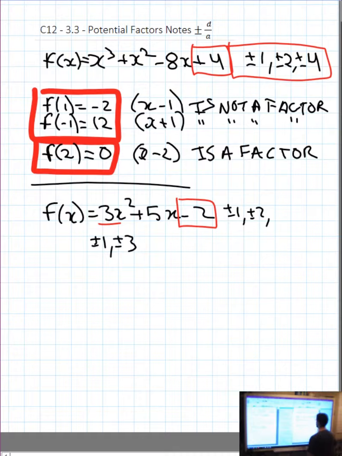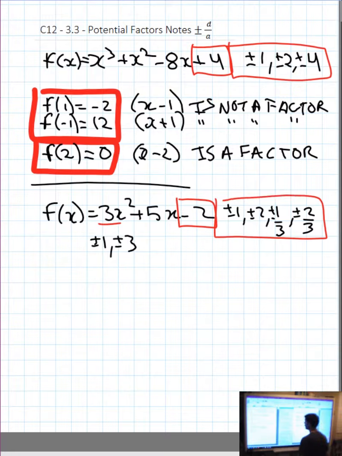Now the first factor, 1 over 1, is still 1, so we don't bother listing that one. But we do have to put the first factor over the last factor, so plus and minus 1 over 3, and the second factor over the last factor, plus and minus 2 over 3. So those are the potential factors. And you'd actually have to test all of those values.